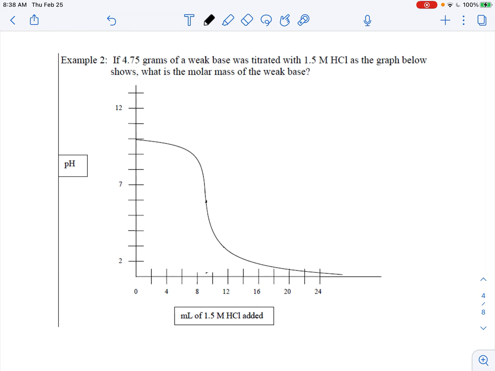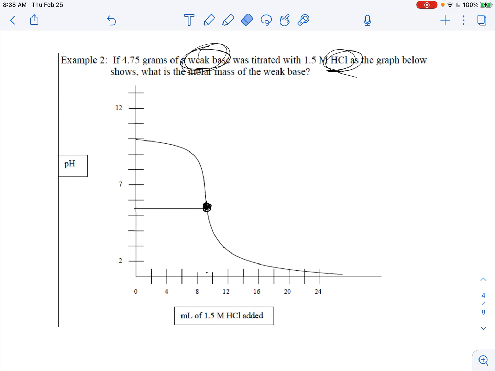So once again, let's just double check to see what's going on here. I've got a weak base being titrated with a strong acid. It really looks to me that your equivalence point is around there. And please note that your equivalence point is less than 7 because it's a weak base and a strong acid. So that's good to know.